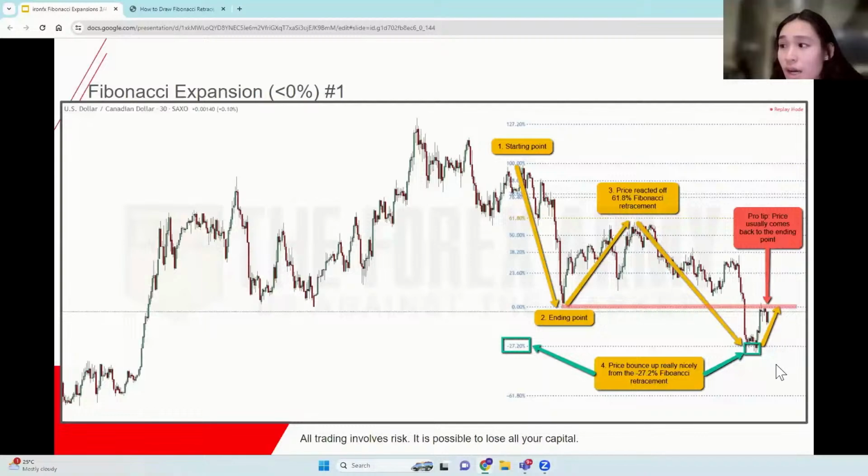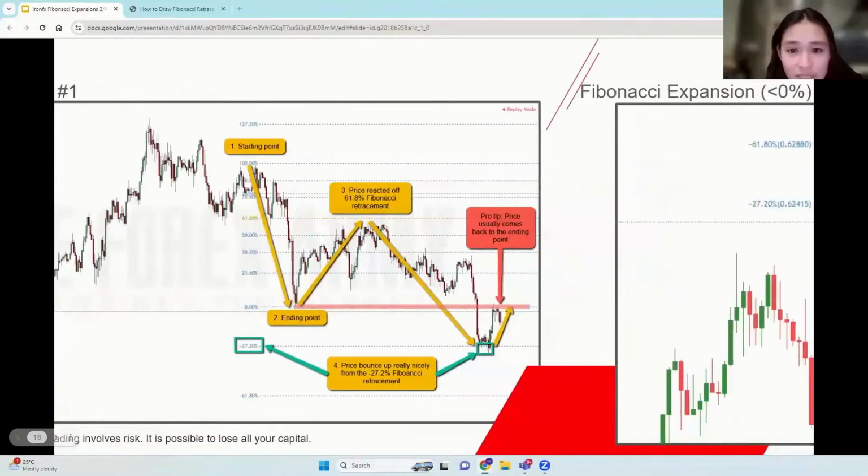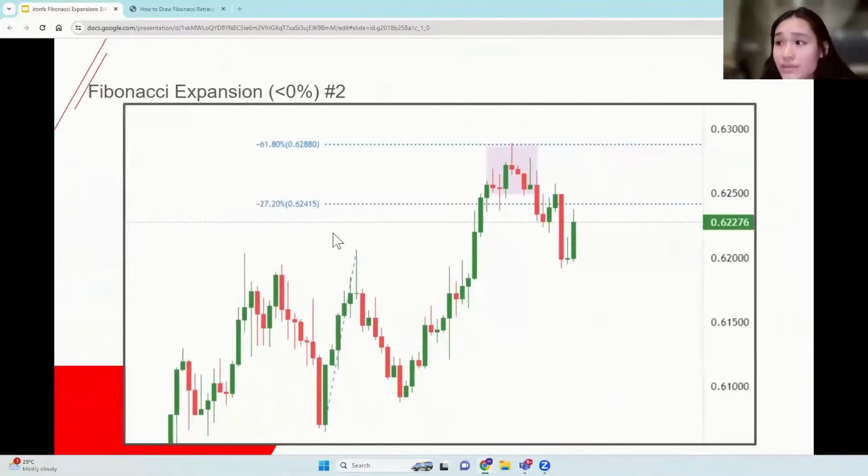Okay, so how you basically use this technique is expecting price to react off of the negative levels, or your support levels, and then expecting it to hit back to your ending point. So pretty straightforward, but let's look at another example here. So take note of this zigzag shape. This is point 1, point 2, point 3 here, and then of course point 4 here.